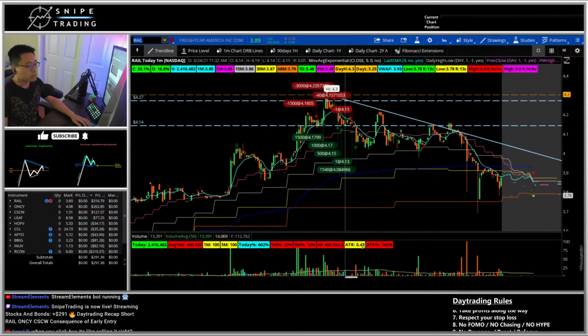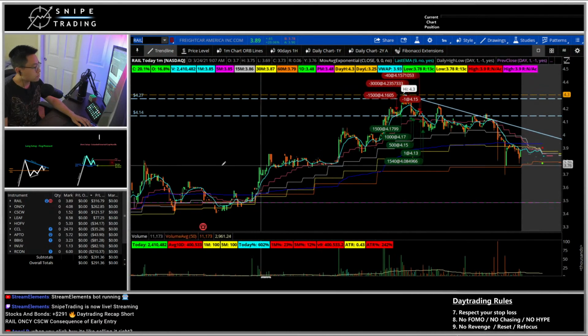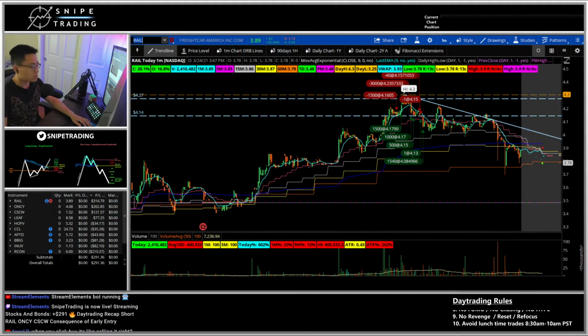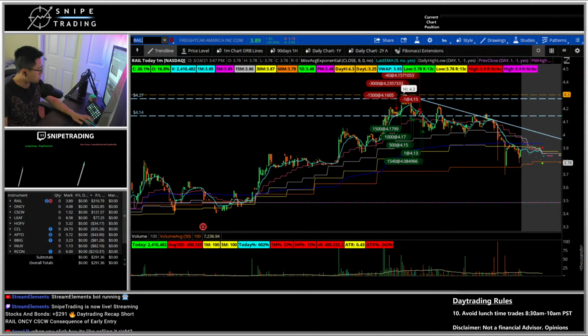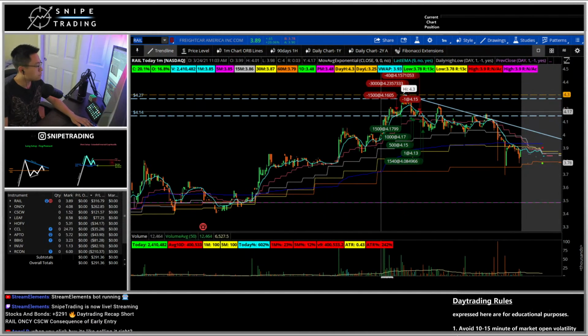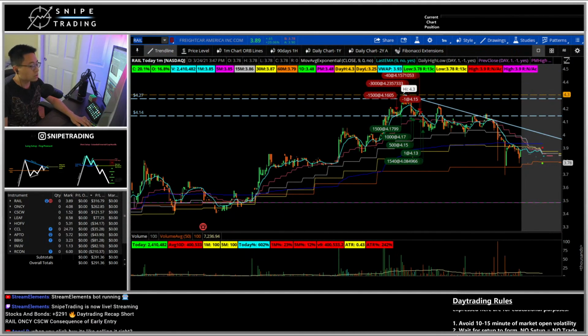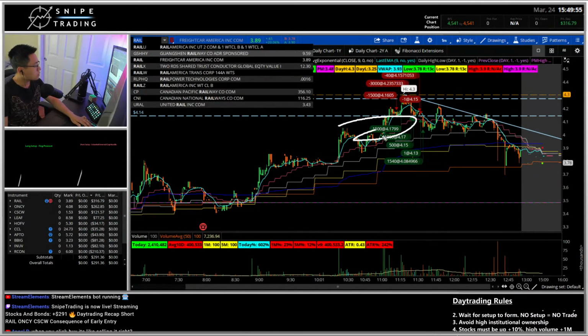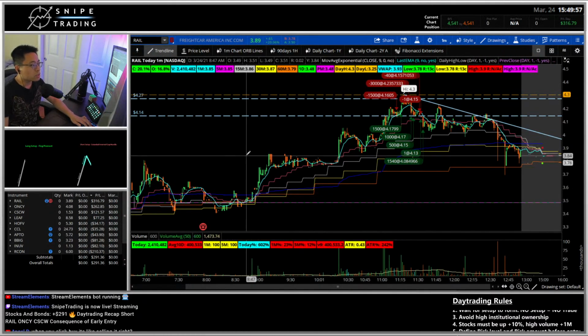So RAIL. This was my biggest winner for today, for $316. Let me check Thinkorswim. Okay, so RAIL. And that's my pen tool. My pen tool is not working. Sorry, bear with me. All right, my pen tool is there. Okay, so RAIL.